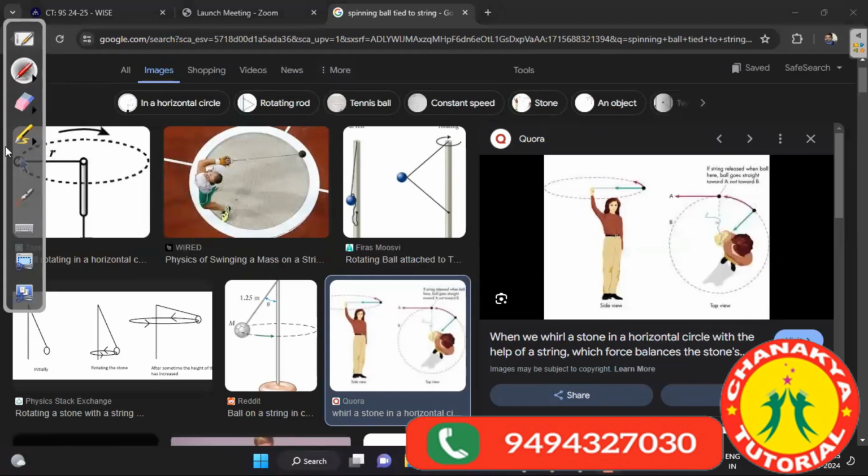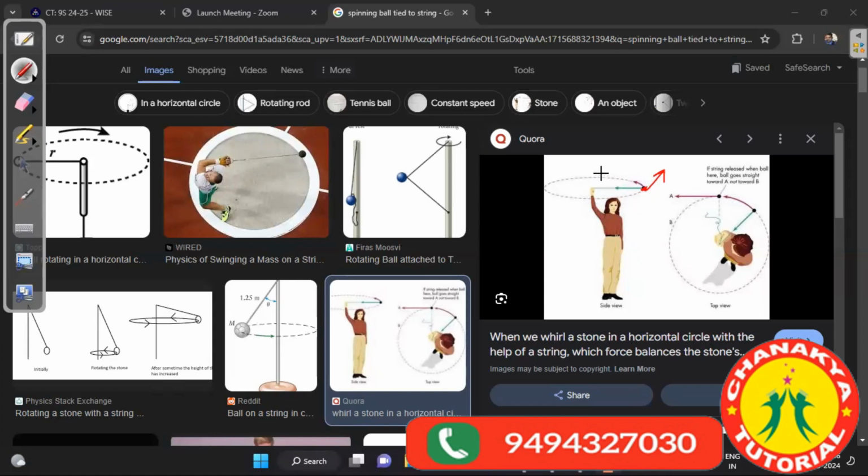Now, if we observe him, suppose he releases the ball at this point. If he releases the ball at this point, the ball will go in a tangential direction. The ball will travel in this direction. Am I correct? Yes, sir.